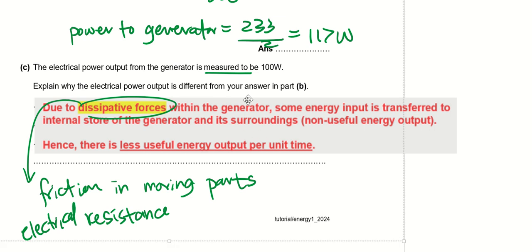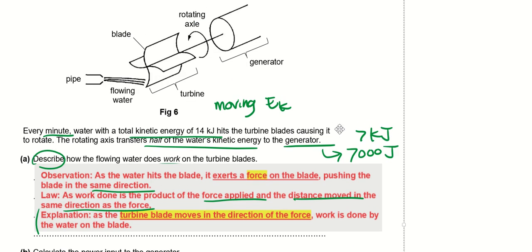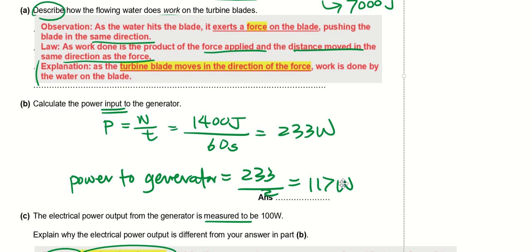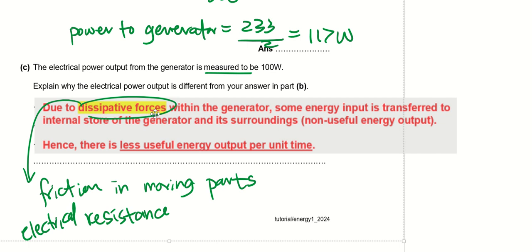And it happens within the generator because the water actually transfers 14,000 kilojoules, but the turbine, the moving parts, only transferred 7,000 joules to the generator. Okay, so by right, I should have 117 watts. But this is further reduced to 100 watts because of all these dissipative forces within the generator.